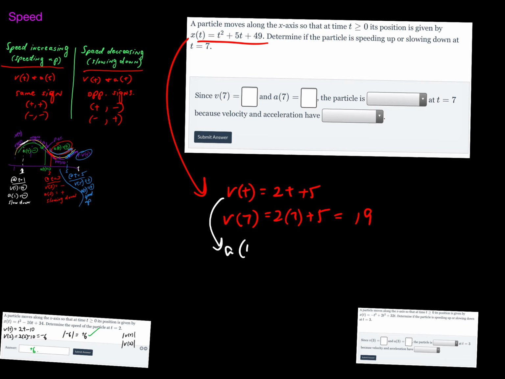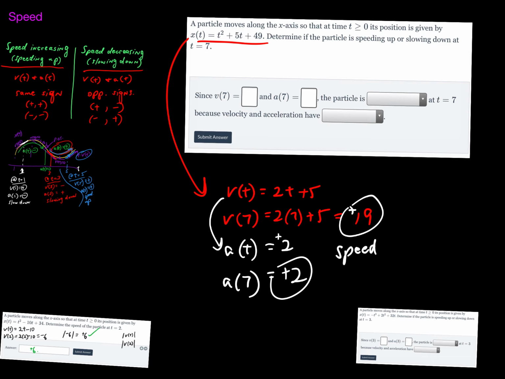And now we also have to do the acceleration function. So a of t, well, that's just 2. That just means that regardless of what time I plug in, it's always a positive 2. This right here is positive 19, and this is positive 2. Because they have the same sign, we can say that at time 7, our particle is speeding up.